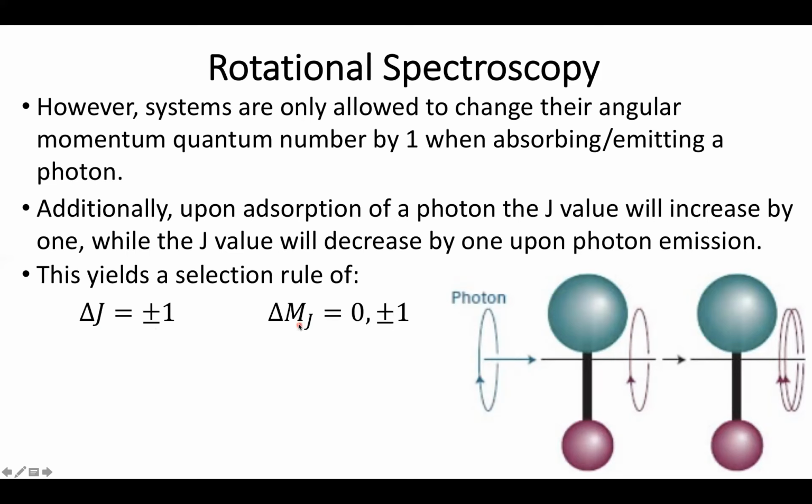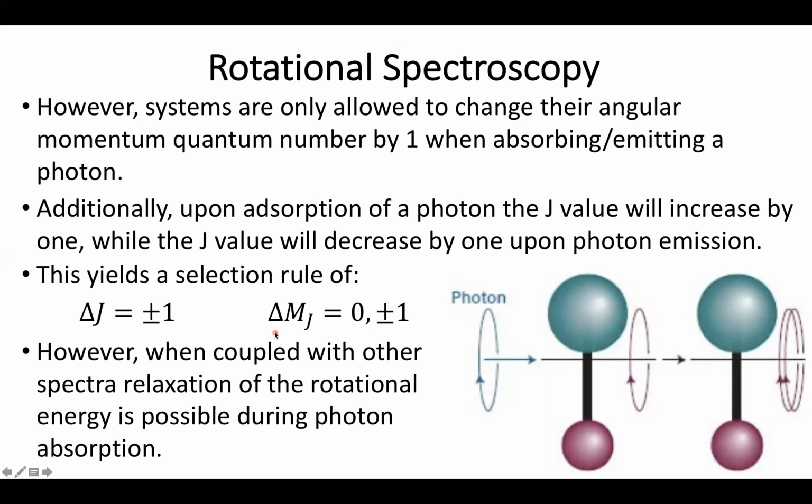However, the change of m sub j is a little bit tricky because it can also increase or decrease by 1. But it's also possible that any increase in the angular momentum, instead of going into the z direction, instead went into the x or y. So it is actually possible for m sub j to stay constant, even upon an absorption or a photon emission.